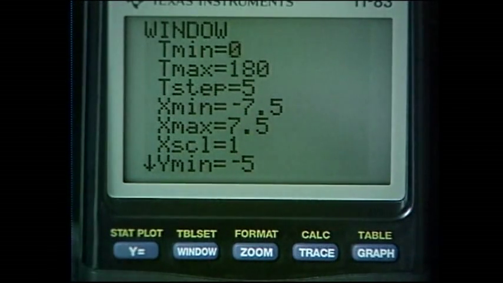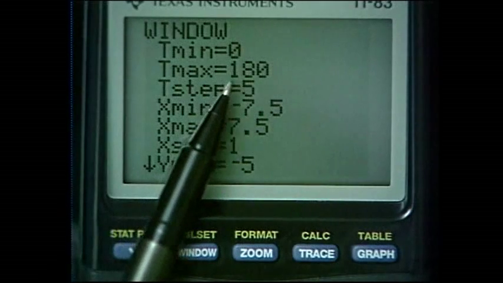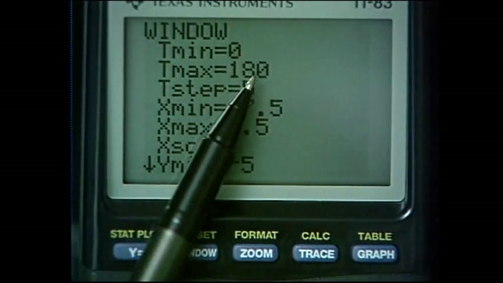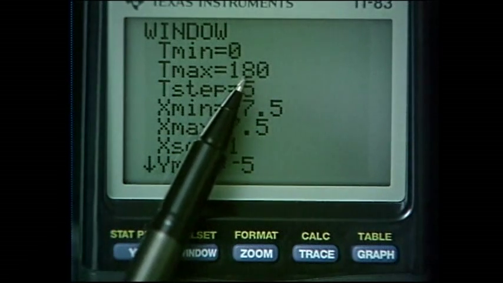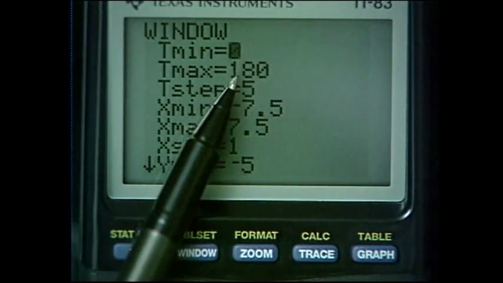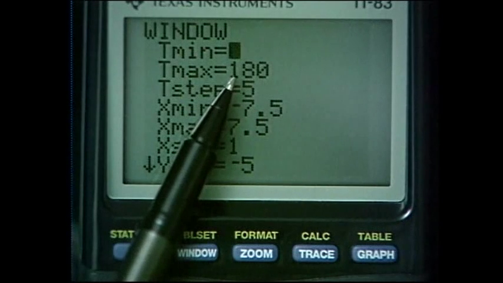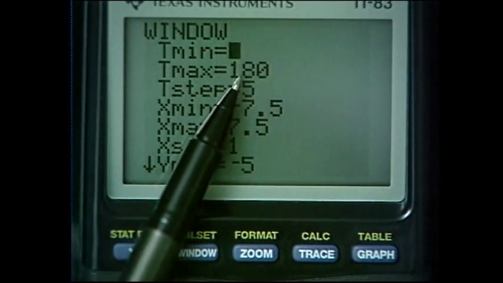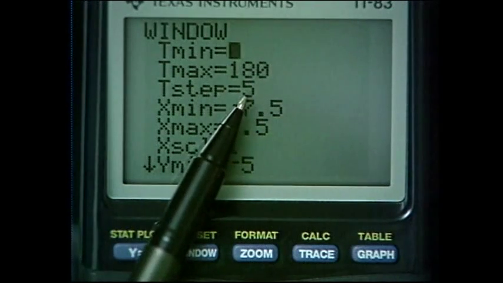You'll notice from the T max here, you can suspect that I'm in degree mode because this is 180 degrees. Normally for these, remember, it's usually the case that we would set this up as 360 degrees for one complete cycle, but for this particular problem 180 will do fine. I set the step as 5 degrees at a time.